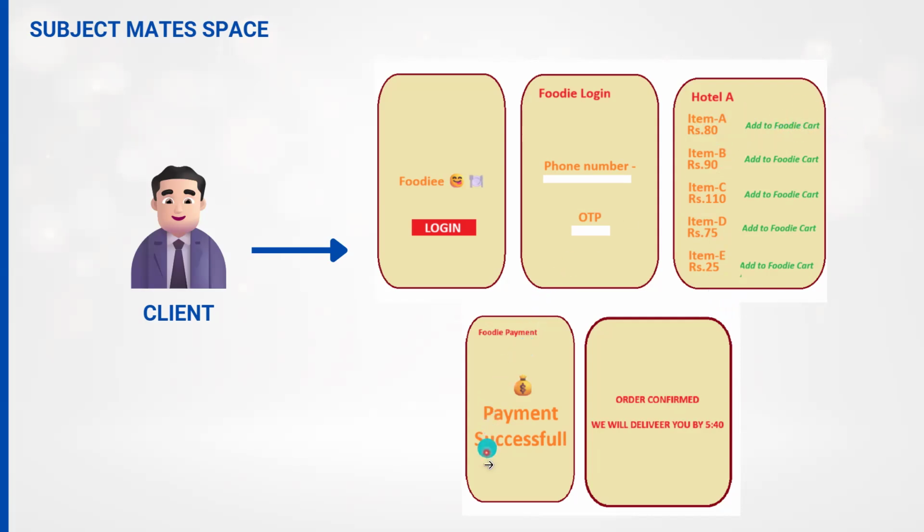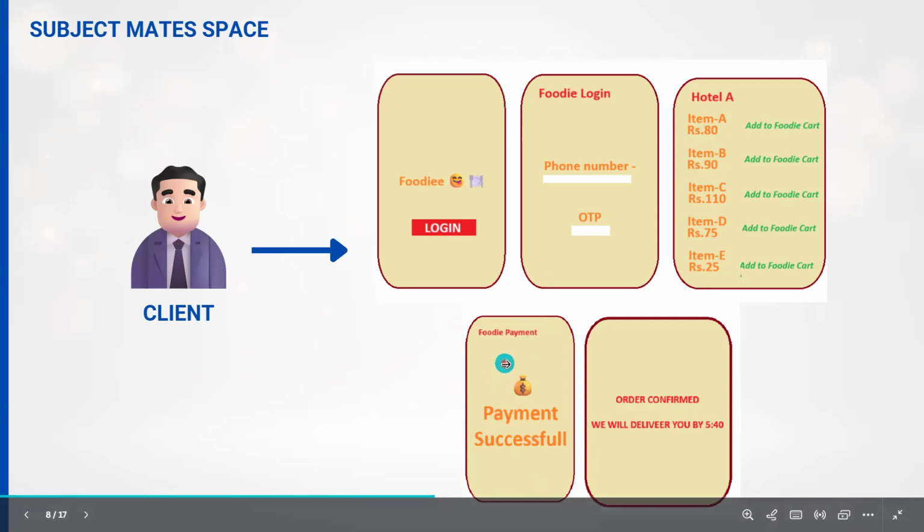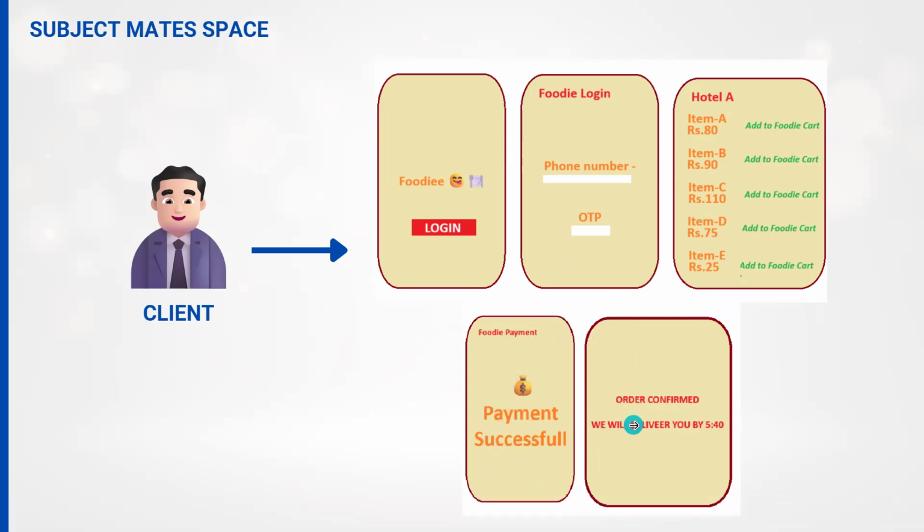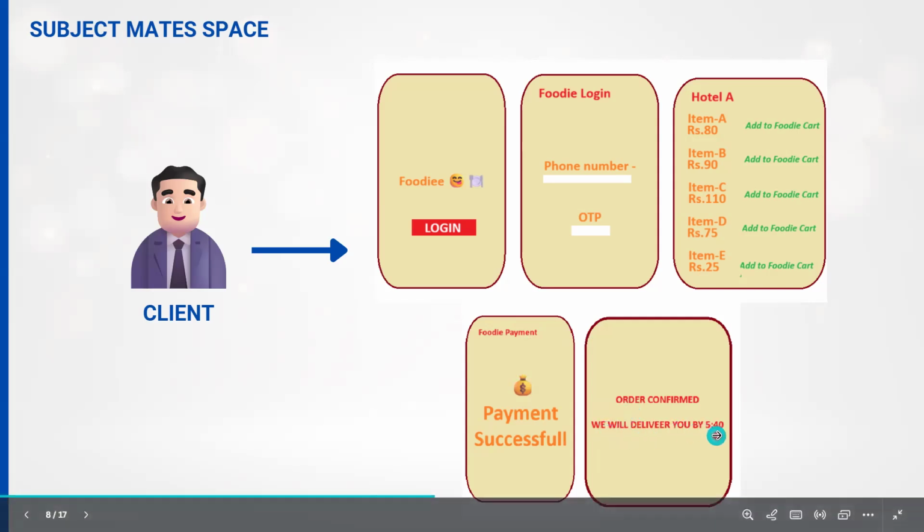Next is the payment page. The client said that he wants a payment page, where the app should show payment successful. And after payment successful, the user should be redirected to the application and he needs to get a message: order confirmed, and we will deliver your order by so and so time.